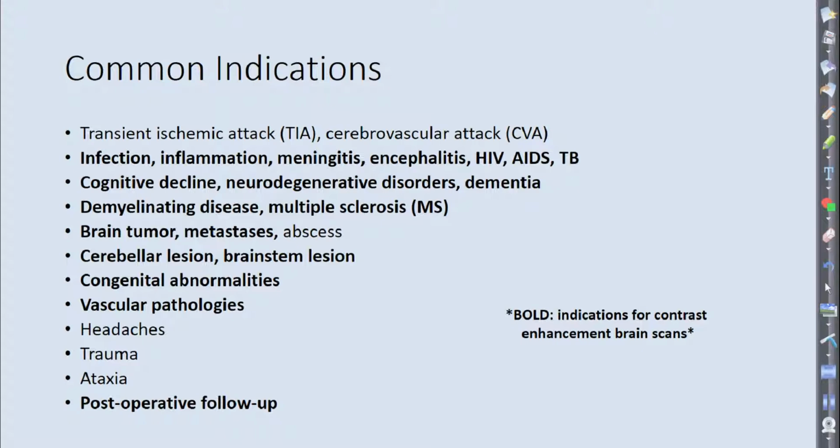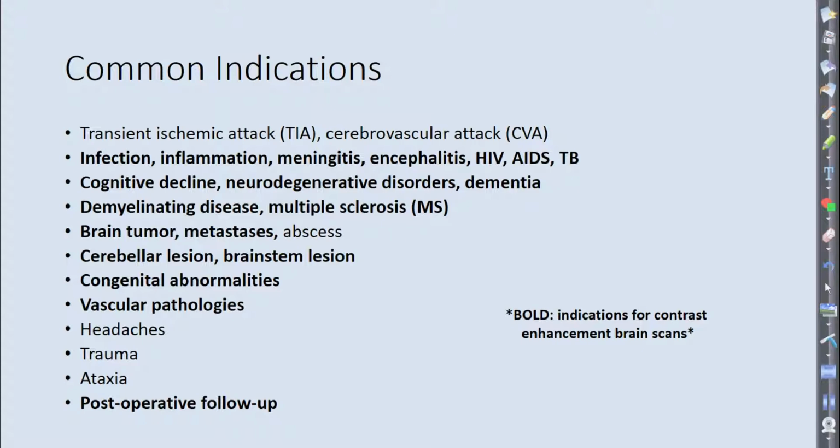Ataxia, what's that mean? Just relative imbalance. With ataxia, you'll see those motor skills really starting to fade. And then post-operative follow-up. Sometimes they're planning out a surgery on the brain. They have a tumor in the brain, and they're trying to plan out surgery. They might do pre- and post-operative MRI scans.